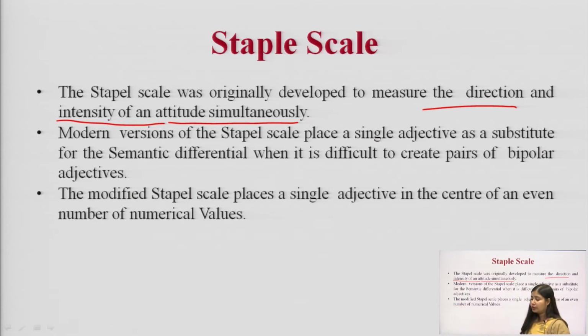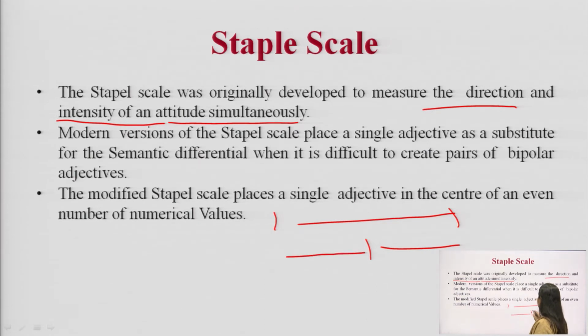The modern version of the Stapel scale places a single adjective as a substitute for the semantic differential. In the semantic differential we saw the two poles, that is, the bipolar adjectives, but in the modern Stapel scale there is just one single adjective. In the semantic differential you have two bipolar adjectives, one here and one there, and you rate between them. But in the Stapel scale the adjective is just in the middle, and there are different numbers on both sides of that single adjective.